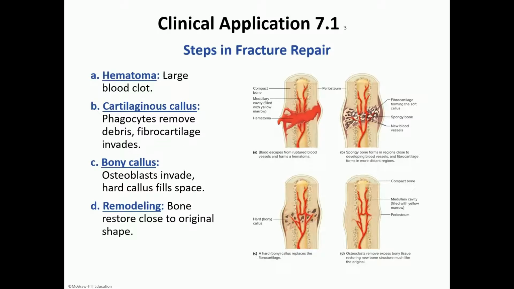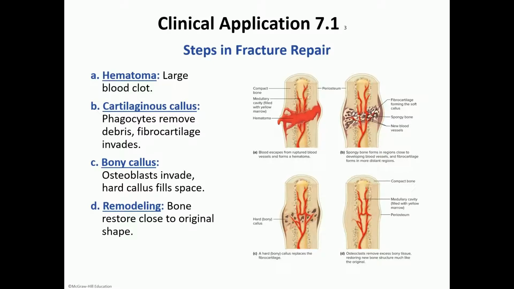Fibroblasts will come in and invade the area. Okay, in this case, they're more specifically fibrocartilage cells that come in. Then the cartilaginous callus is going to change into a bony callus. So osteoblasts invade the area and they start depositing again your collagen and inorganic salts, changing into osteocytes.